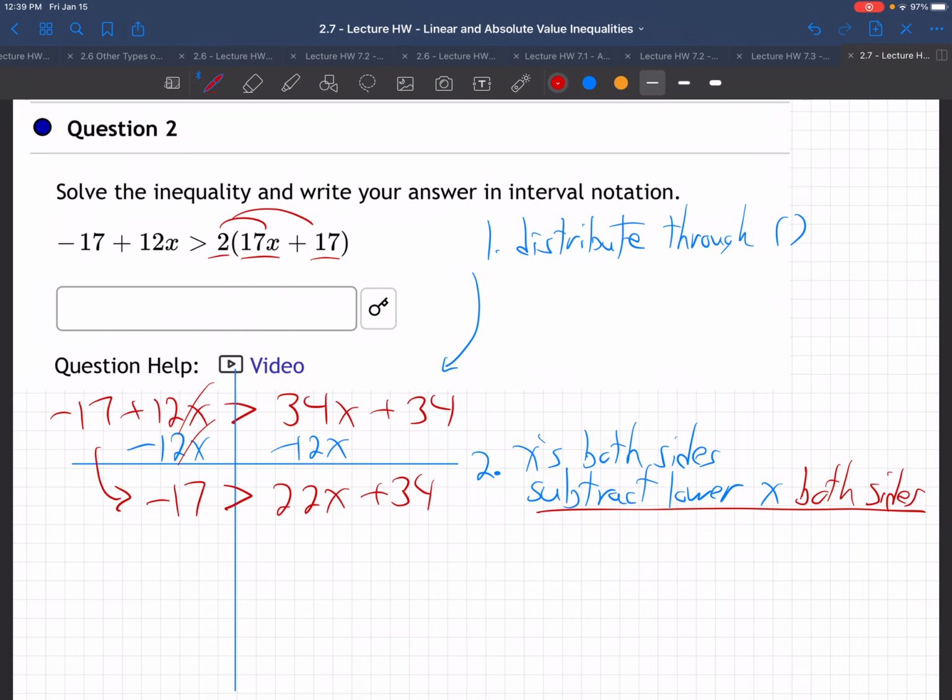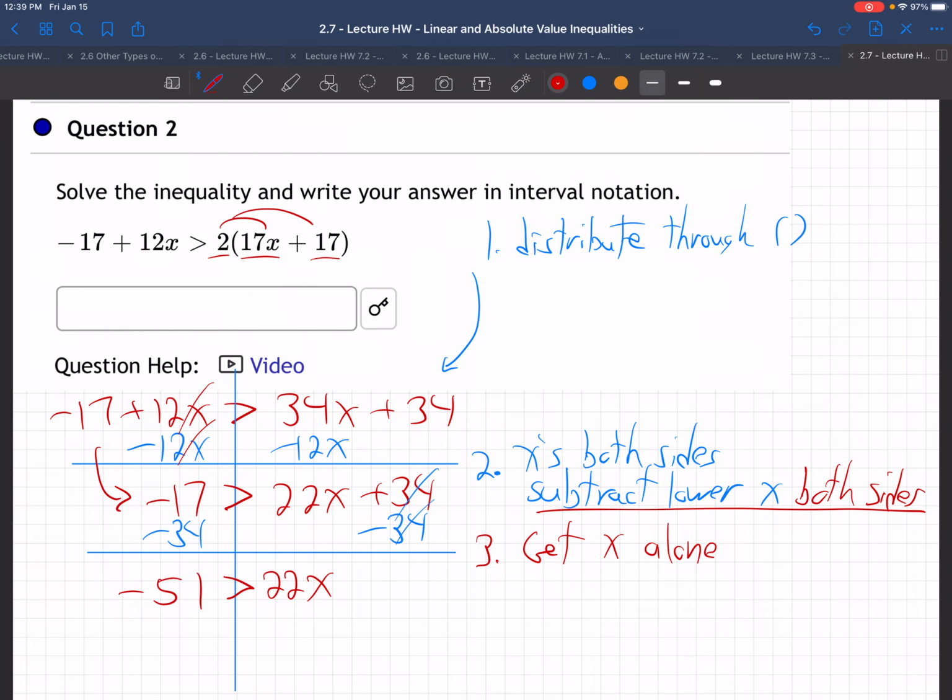Okay, and now step number 3, get x alone. So how do I get x alone? Well, you know you're going to have to subtract 34 from both sides. So let's do that. So these cancel. This is minus, I don't know, what is it, 51? Okay, and then last step is divide by 22. There we go. So we got x alone.